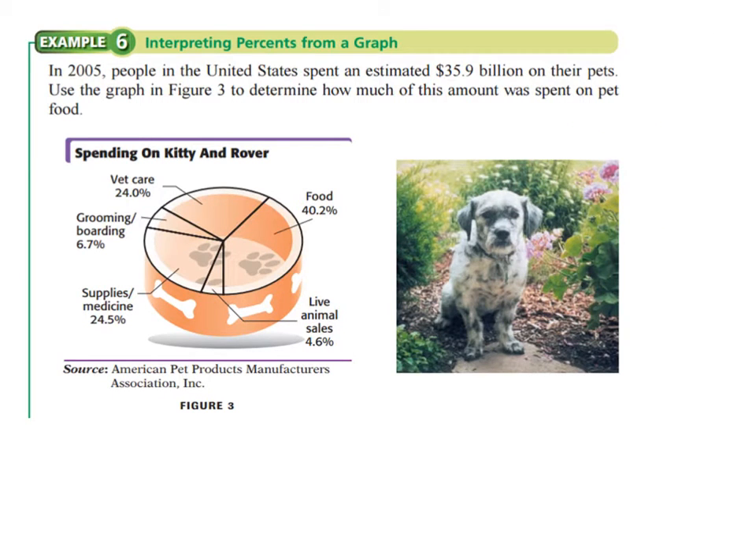Here we've got some data about pets. So in 2005, people in the United States spent an estimated $35.9 billion on their pets. This graph shows the different percentages and how that breaks down. They want us to use that information to determine how much was spent on pet food. So pet food being 40.2% of the entire $35.9 billion. So we want to find 40.2%.